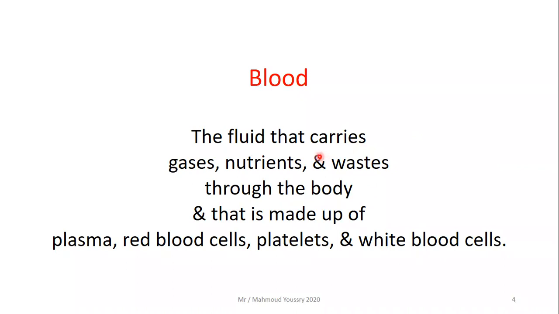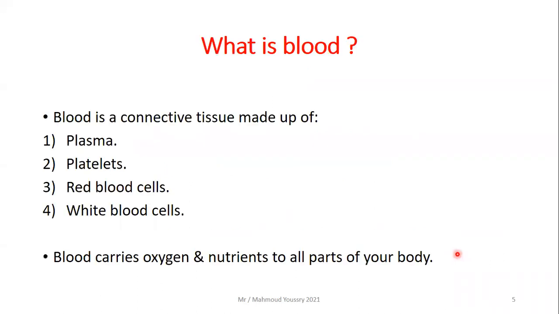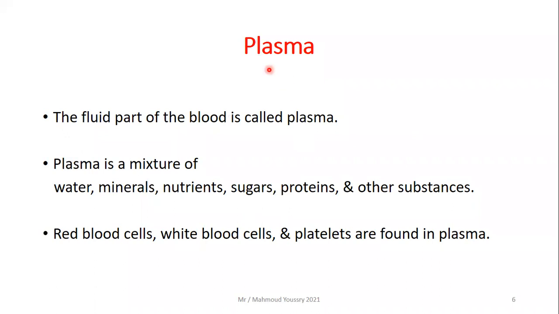But what is blood? Blood is the fluid that carries gases, nutrients, and wastes through the body, and that is made up of plasma, red blood cells, platelets, and white blood cells. So the four main components of blood. Blood is a connective tissue. The blood carries oxygen and the nutrients to all parts of your body. So let's talk about the different parts or components of blood.